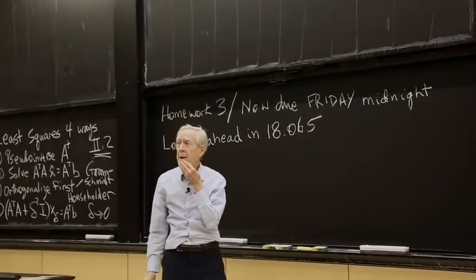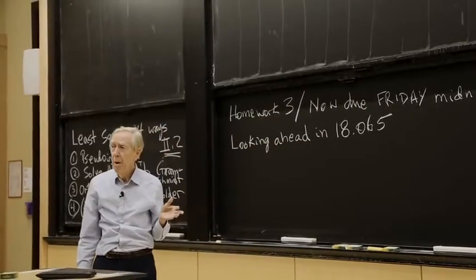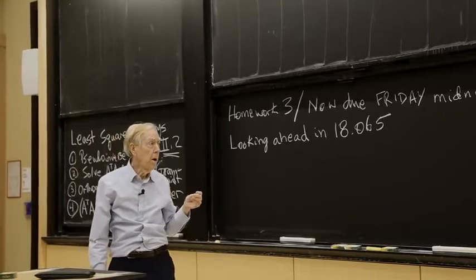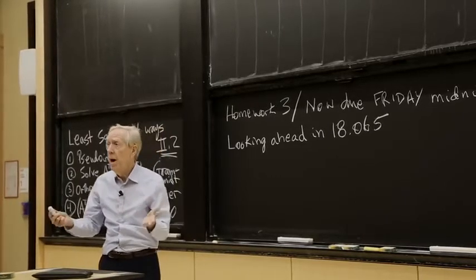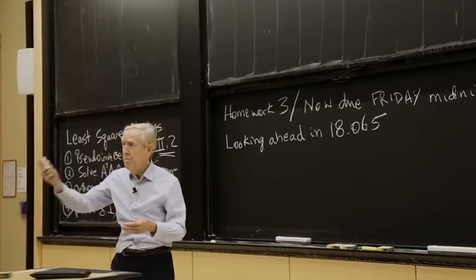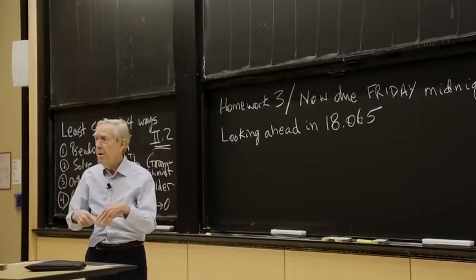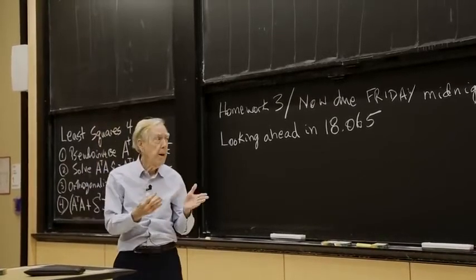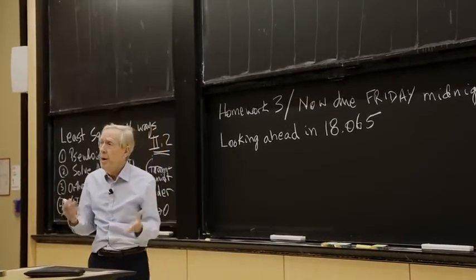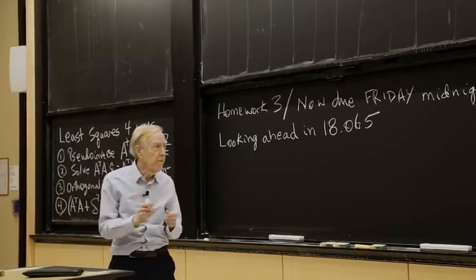But I'm thinking about cases where either the matrix is rectangular or it has zero eigenvalues. It could be square, but it has a null space other than just the zero vector. In other words, the columns are dependent. What can we do then about inverting it? We can't literally invert it.